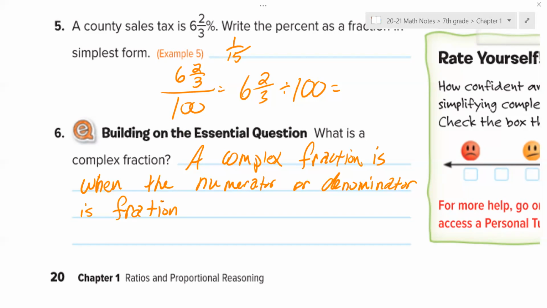So a complex fraction is when a numerator or denominator is a fraction. And I spelled fraction wrong. Is a fraction. So if you have a fraction in a fraction, that's what a complex fraction is.